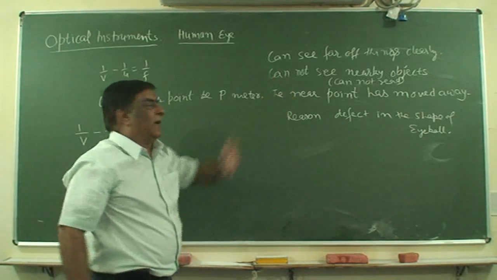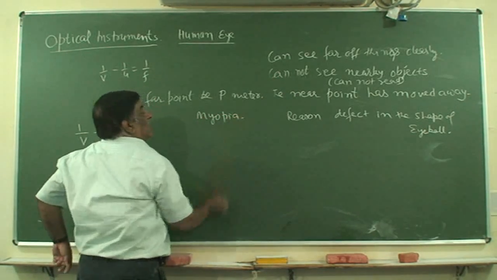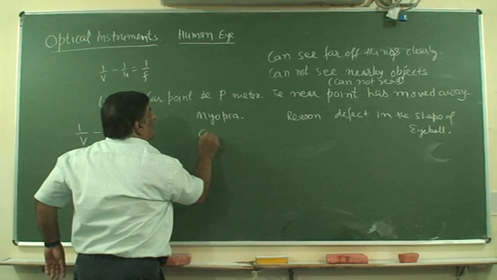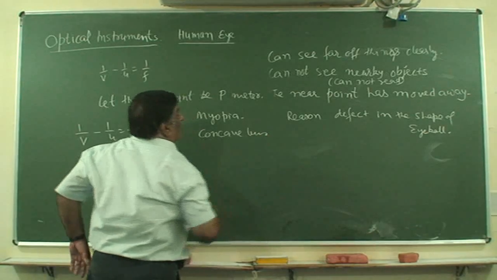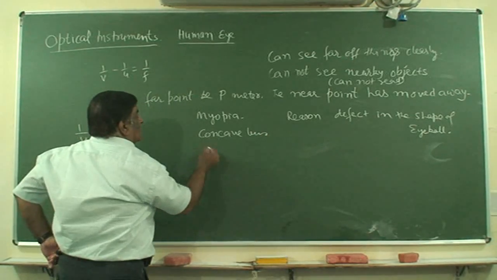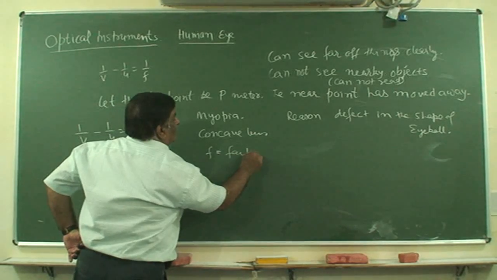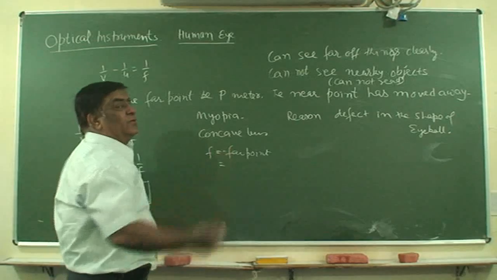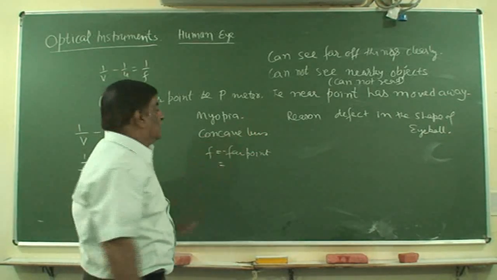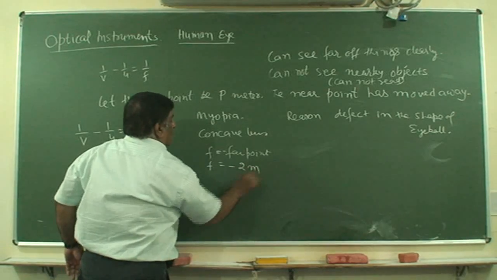We know he cannot see far away. So what is the defect? We will write myopia. What he should do? He should use a concave lens. Okay. What should be the power of the concave lens? So we know that f is equal to far point. And far point, I have told you, 2 meter. We cannot see beyond 2 meter. So f is equal to 2 meter.